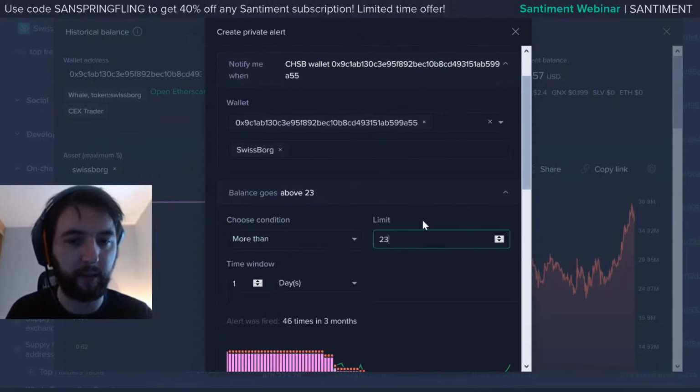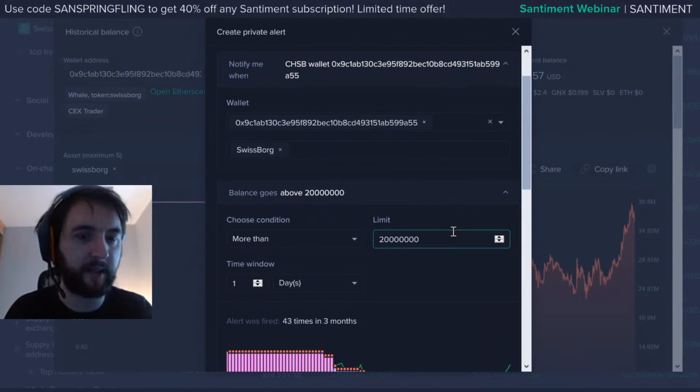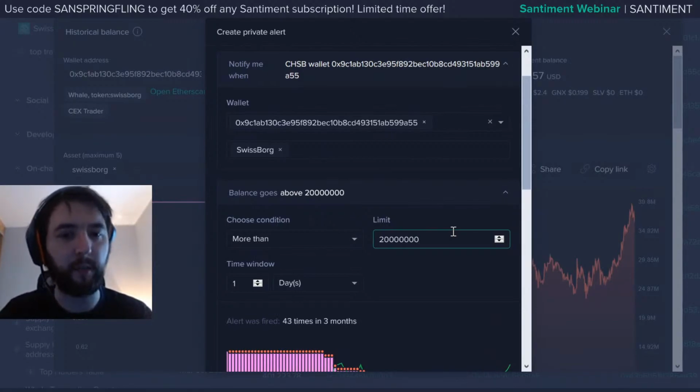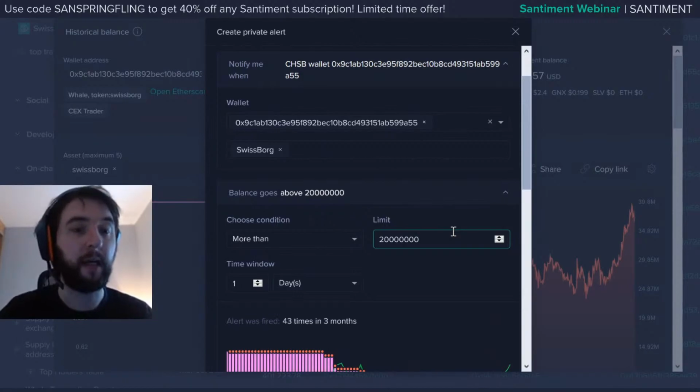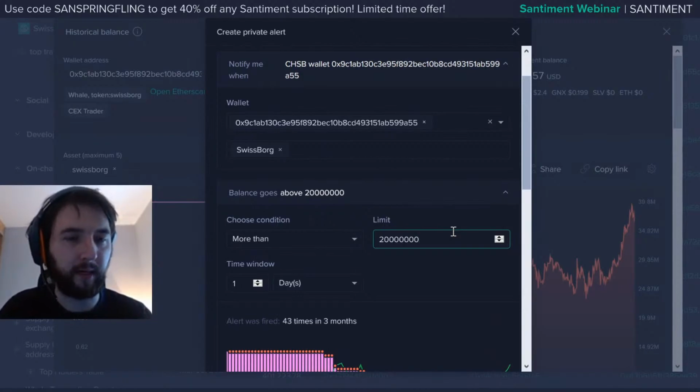So you can say, okay, let me know the next time that the balance of this address goes above 2 million Swissborg, CHSB, because that would be a significant investment by this address. And it would suggest to me that he's moving aggressively back into this coin, and probably is on another accumulation spree, and I might want to pay attention.